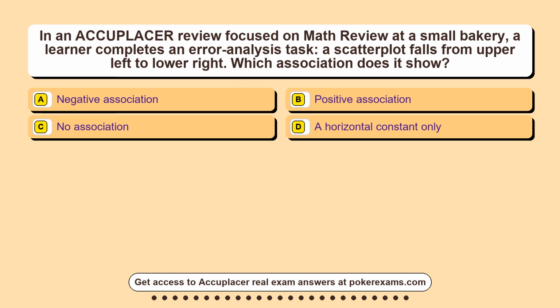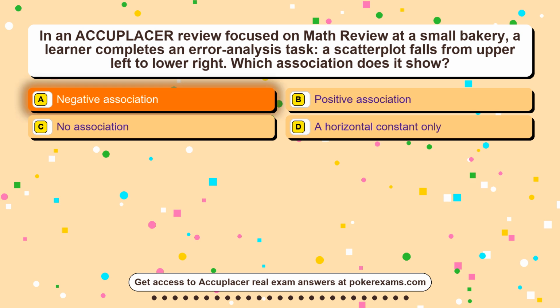Question 2. In an Accuplacer review focused on math review at a small bakery, a learner completes an error-analysis task. A scatter plot falls from upper left to lower right. Which association does it show? Option A, negative association. Option B, positive association. Option C, no association. Option D, a horizontal constant only. The correct answer is option A, negative association.